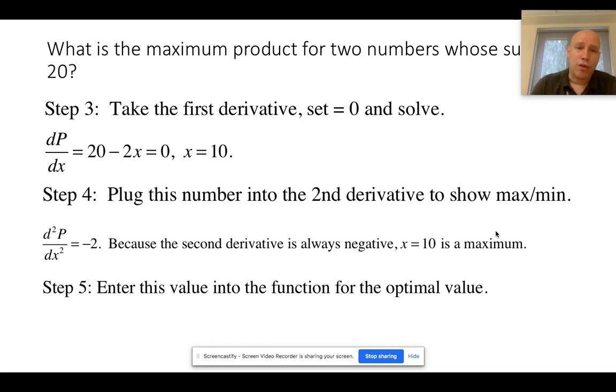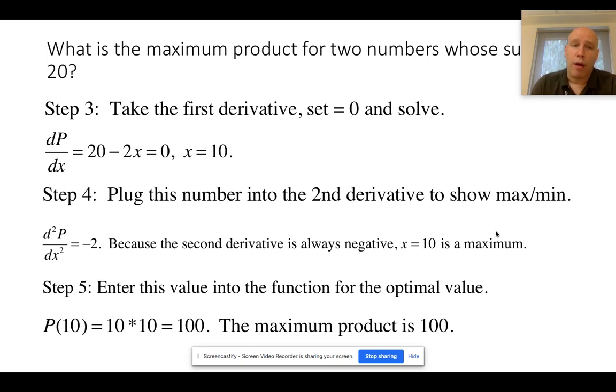Step 5, enter this value into the function for the optimal value. The product at 10 is 10 times 10, which is 100. The maximum product is 100, which should lead you to think about the fact that the maximum area for a rectangle is a square. Think about that.